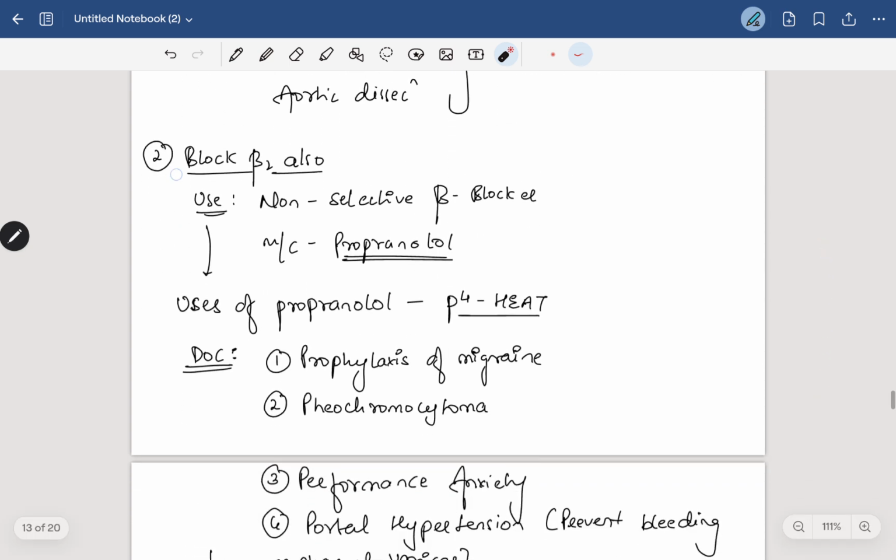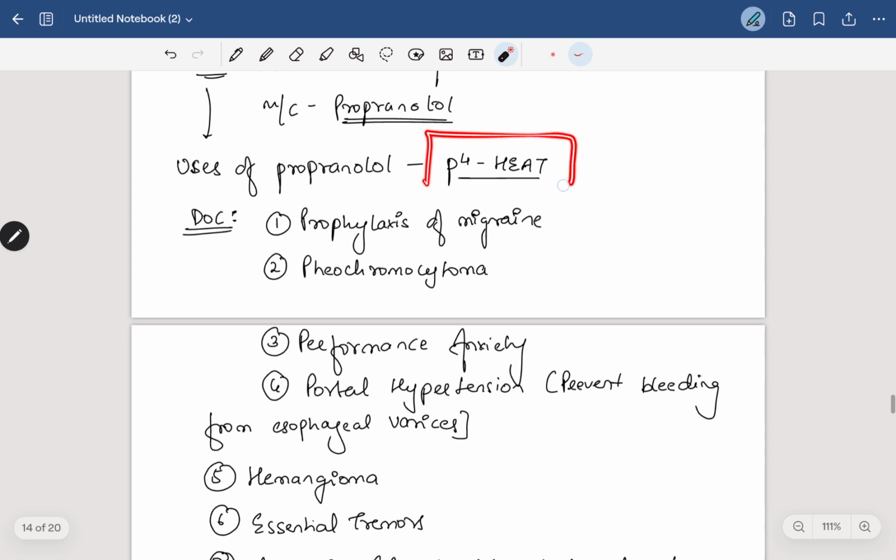Now the second thing is it blocks beta 2 also, that is, it blocks beta 1 as well as beta 2. Okay, so we can use non-selective beta blockers, the most commonly used is propranolol. So the uses of propranolol, you can memorize it with the help of a mnemonic, that is P4 H, that is, there are 4 P's.